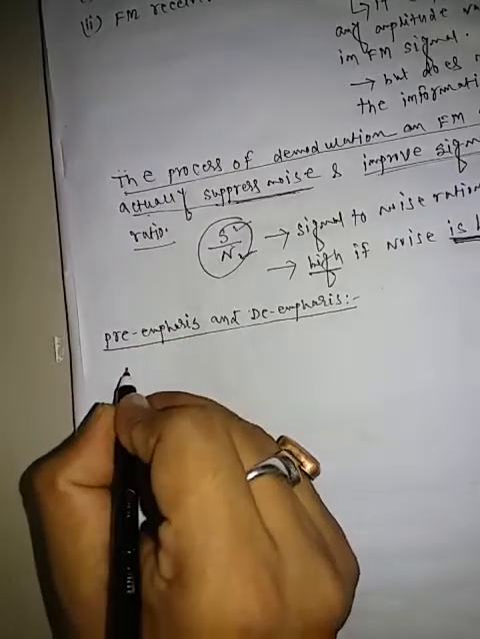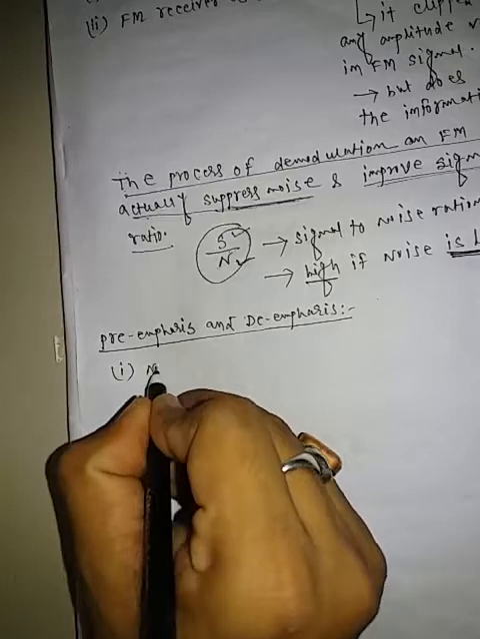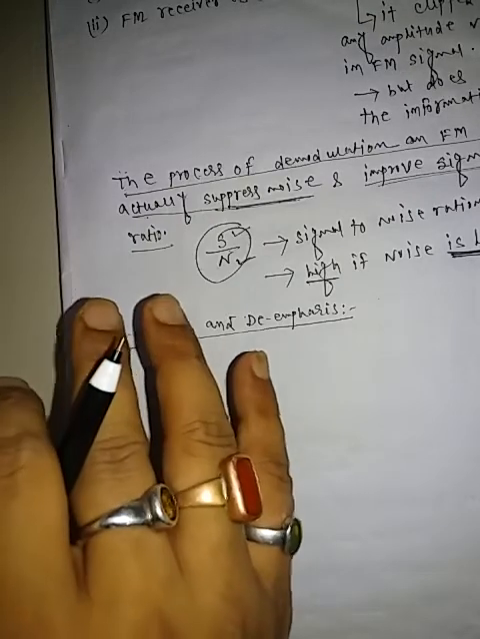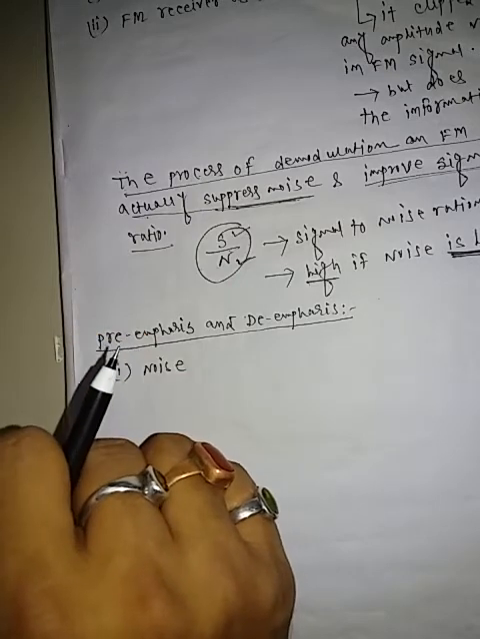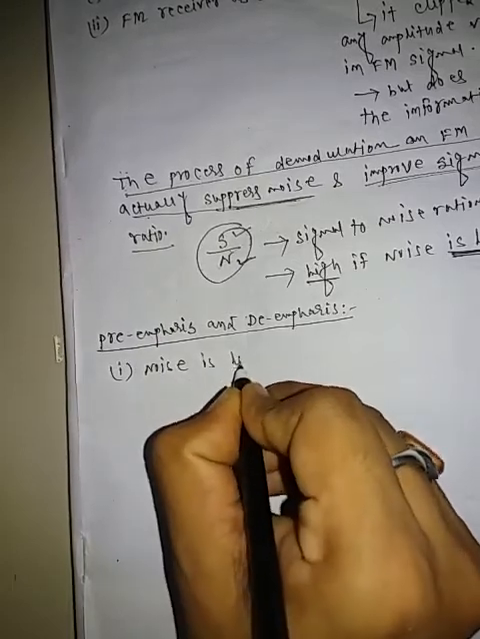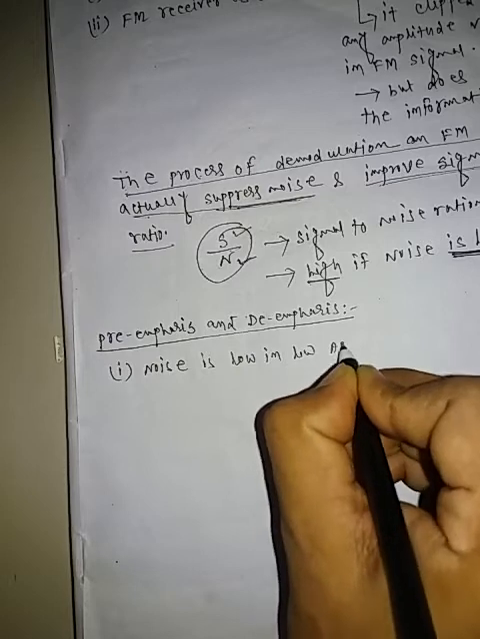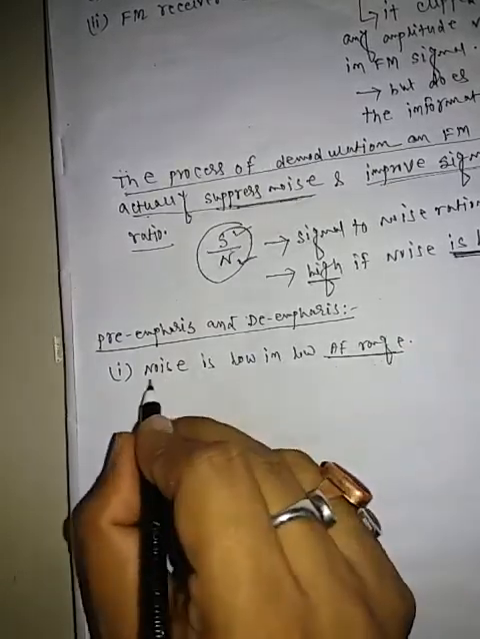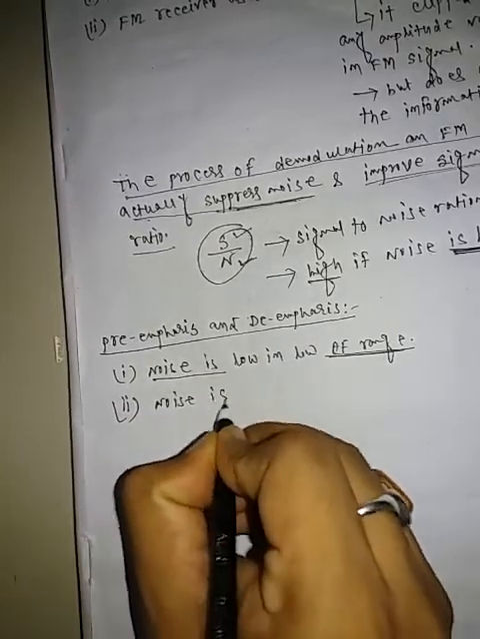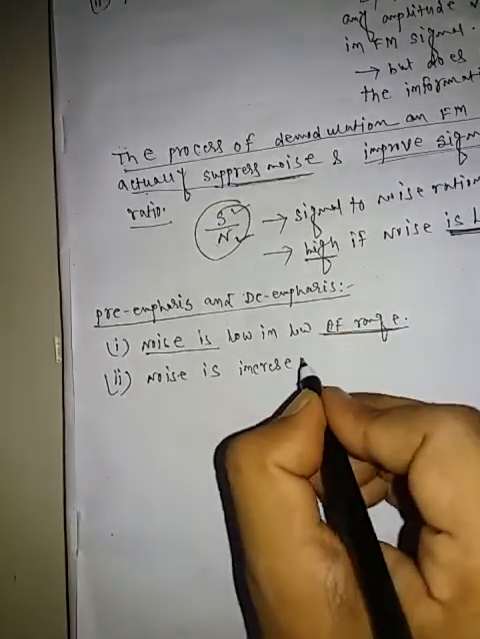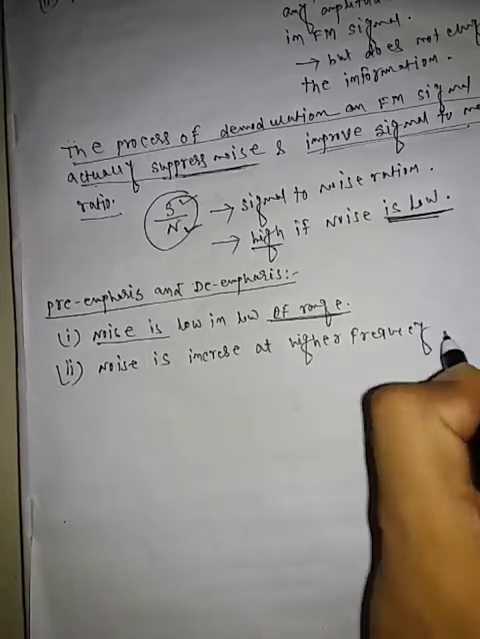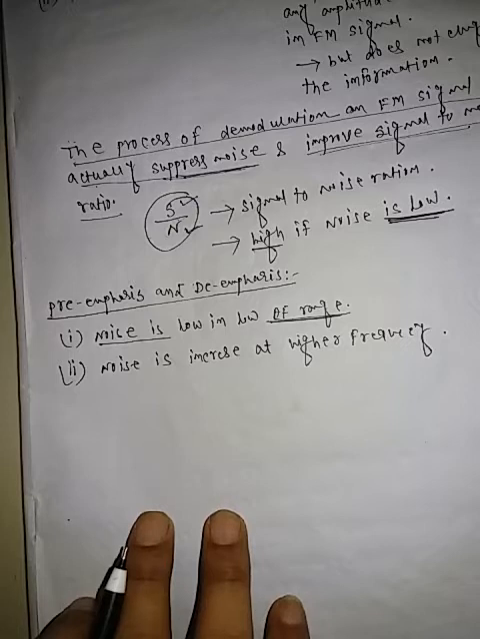First, note that noise means an unwanted signal which is not present in the original signal. Any signal that is added to the original signal is called noise. Noise is low in the low AF, audio frequency, range, but noise is high in the high frequency range. Noise increases at higher frequency.